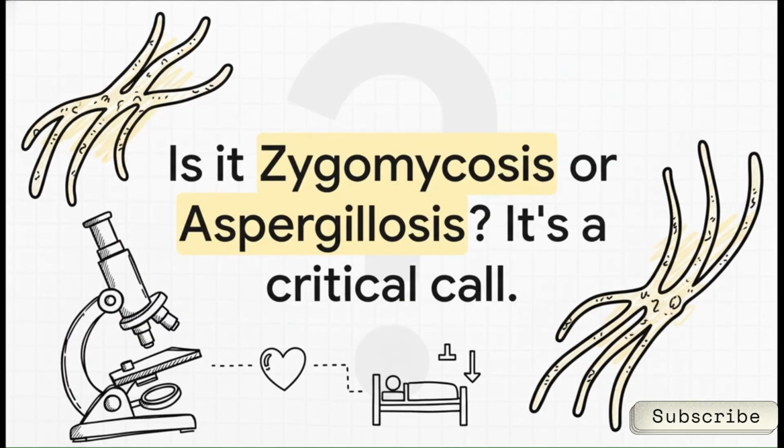So let's end on a clinical thought. You get a call. A patient with DKA has a black lesion on their face. The biopsy report just says broad fungal hyphae. Right away, your brain has to jump to the critical question. Are these the broad, aseptate, wide-angle hyphae of Zygomycosis, or are they the septate, acute-angle hyphae of aspergillosis?